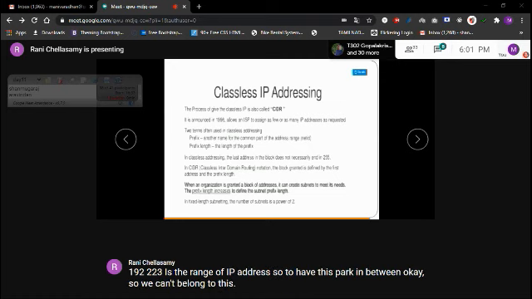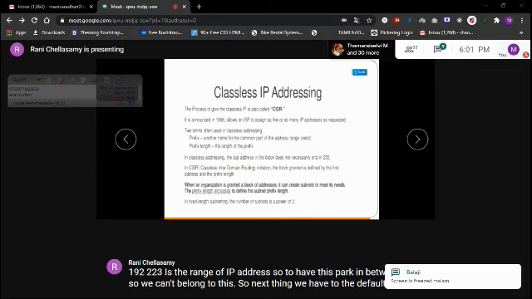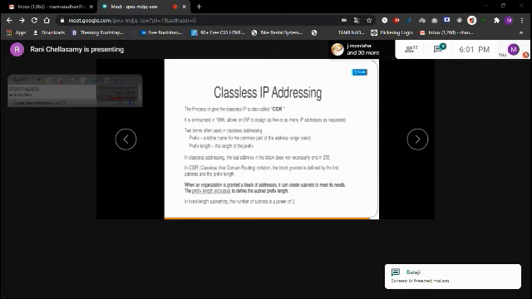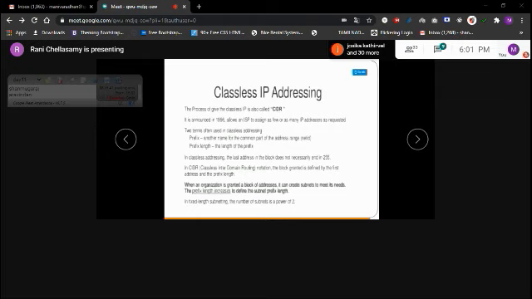So next thing we have to go for is representing the default subnet mask for class C. The default subnet mask is represented as 255. A class C address comprises the first 3 octets as the network part and the last one as the host part. So the first 3 will be represented in the subnet mask as 255.255.255.